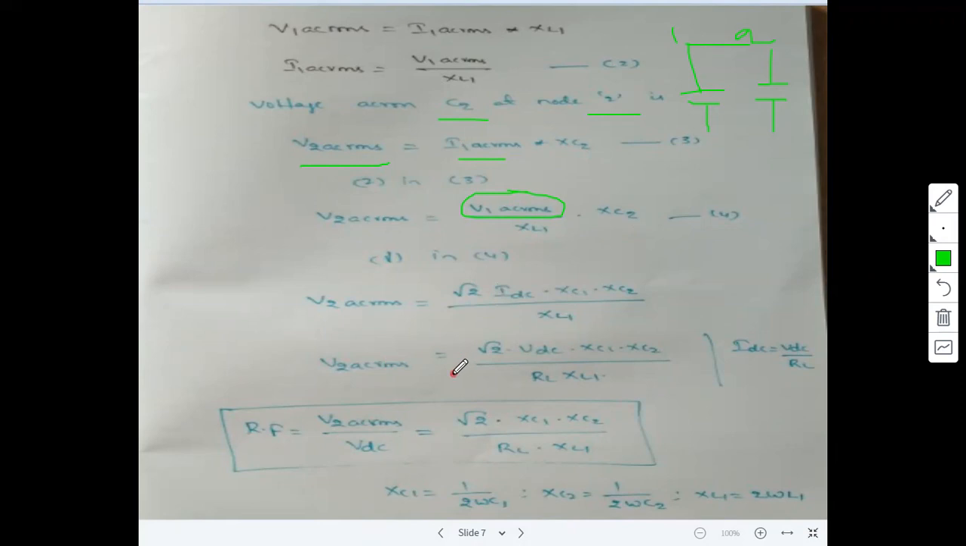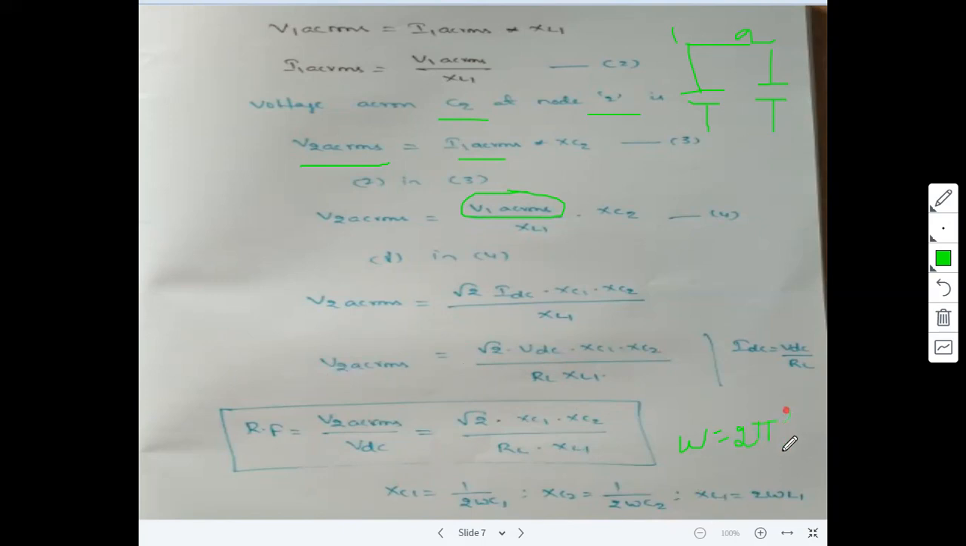Then further simplification. Now again IDC is equal to VDC by RL, so root 2 into VDC by RL, XC1, XC2 by XL1. Now the ripple factor is equal to V2 AC RMS by VDC, that is equal to root 2 into XC1 into XC2 by RL into XL1, where XC1 is equal to 1 by 2 omega C1, XC2 is equal to 1 by 2 omega C2, omega is again 2 pi f, and XL1 is equal to 2 omega L1. Here in this case, omega is equal to 2 pi f.